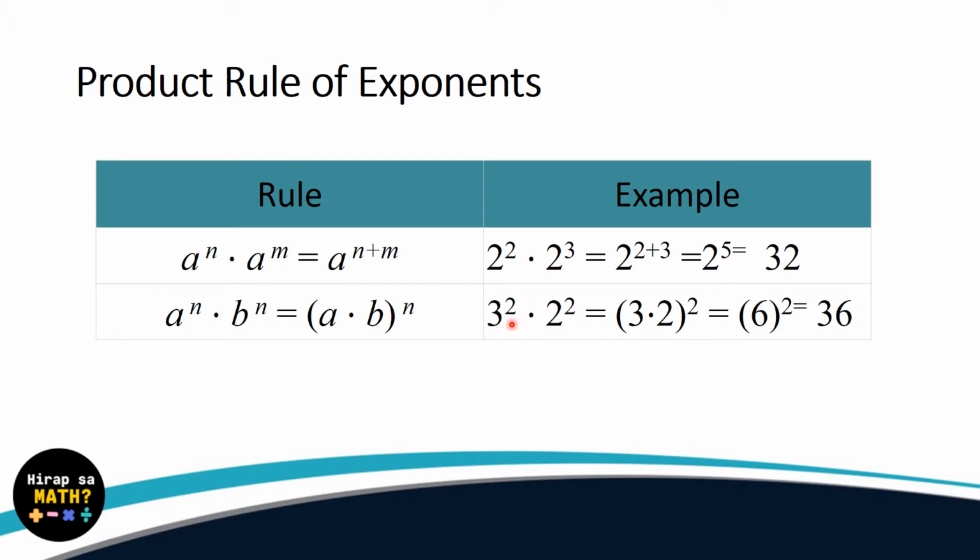So, halimbawa, 3 to the second power times 2 squared. So, dito, pareho ang exponent pero magkaiba ang base. So, ang gagawin natin, i-multiply lang natin yung base, so 3 times 2, at kukopyahin lang natin yung exponent. So 3 times 2 is 6, so mare-retain yung 2. 6 squared is equals to 36. Madali lang, di ba? Hindi ba na-gets? Sige, wag mag-alala. Meron pa tayong exercises sa susunod na slide.